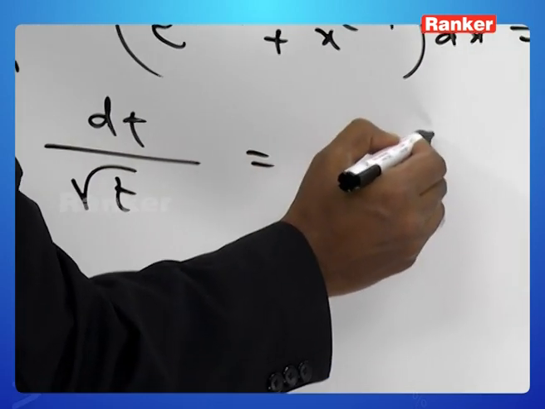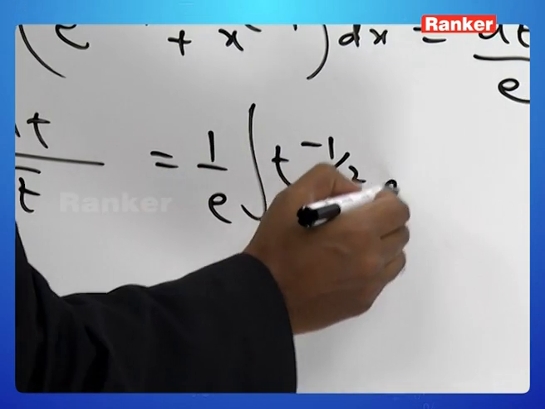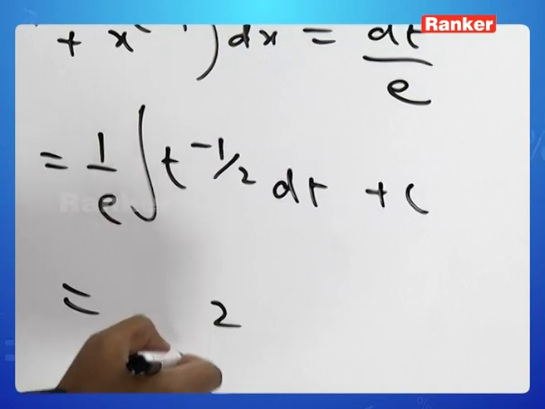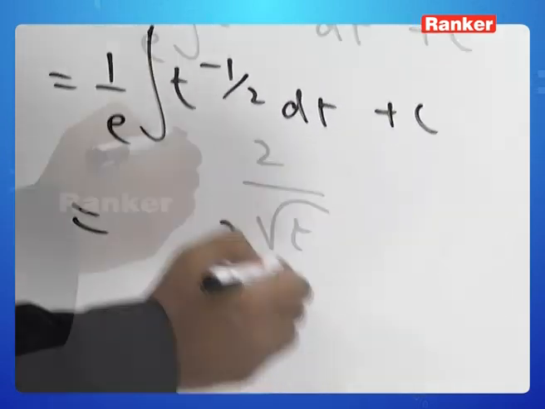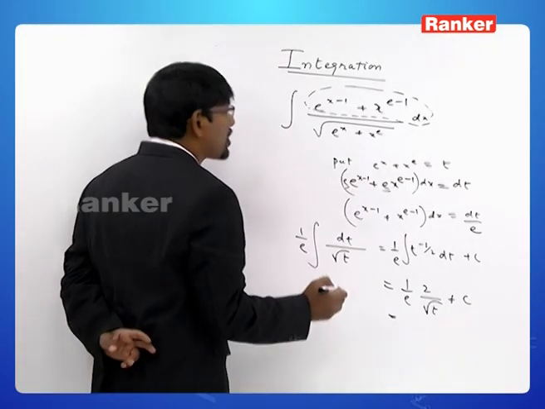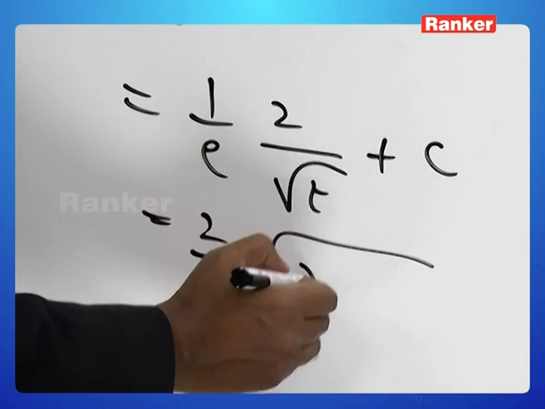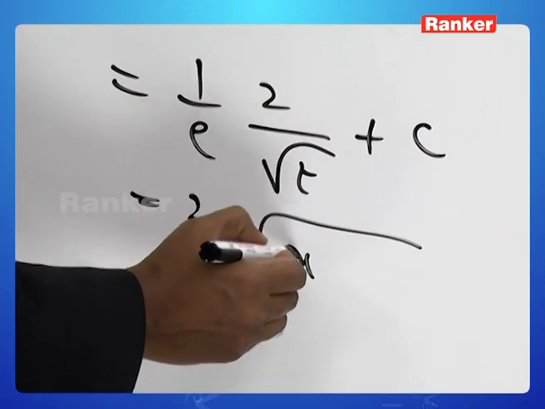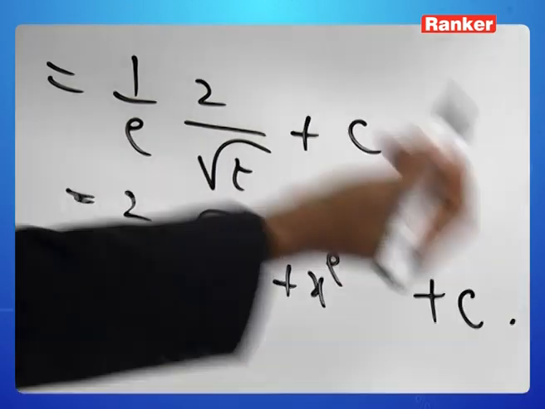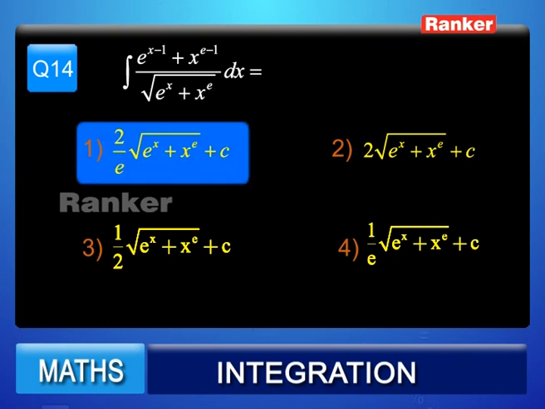and this is t power minus half. Integral of t power minus half dt plus c, that is 2 root t into 1 by e plus c. But what is t? That is 2 by e into root over e power x plus x power e plus c. Therefore, the right answer is option 1.